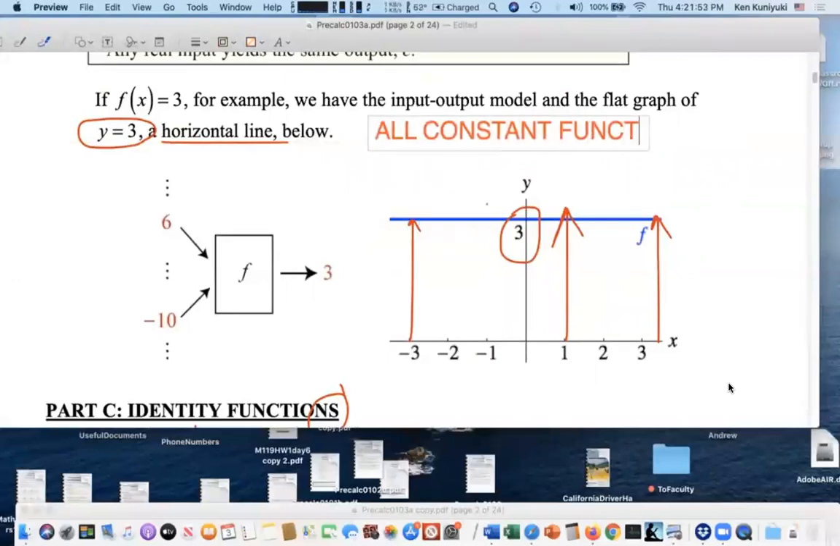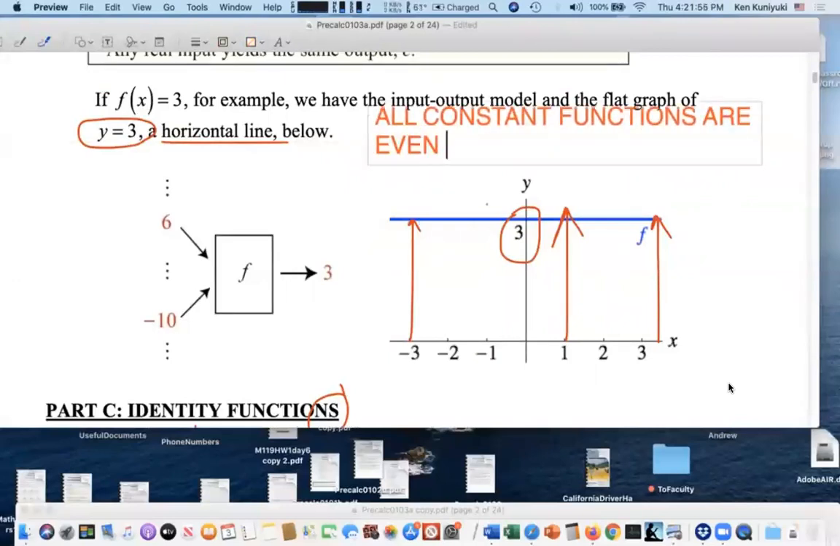All constant functions are even. Whether you have f of x equals 1, 2, 3, -3, even 0. In fact, that represents both an even and odd function. All constant functions are even.